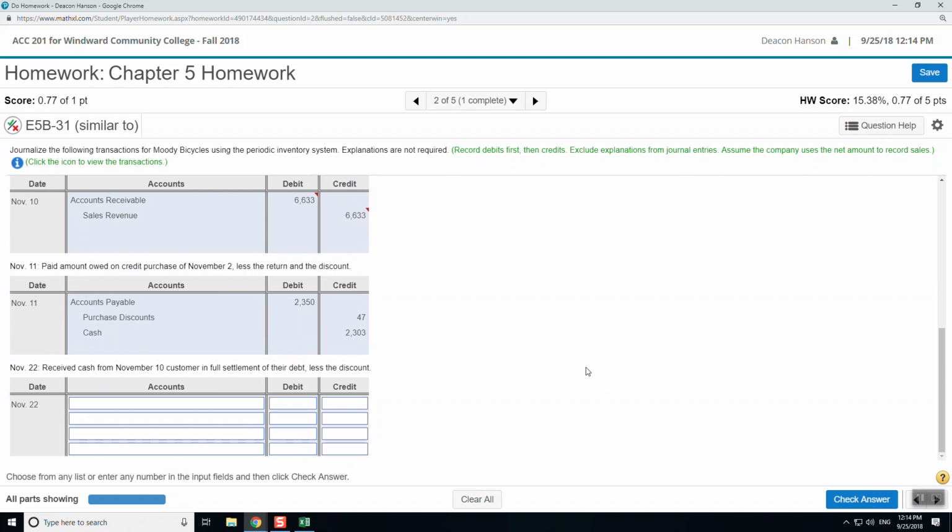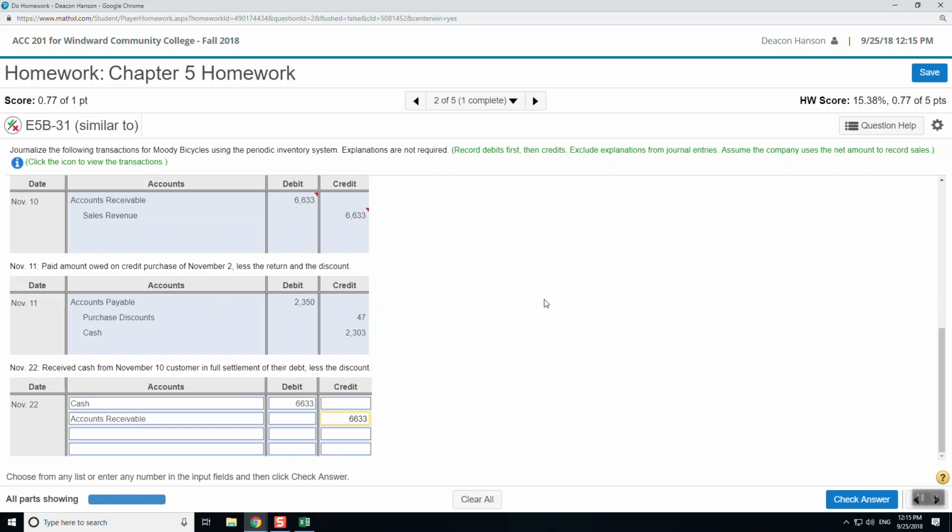We received cash on November 10th from the customer in full settlement of their debt, less the discount. Okay. So notice we've already recorded it net of the discount. So now we're going to get the cash, 6,633, and the accounts receivable is going to go away. Right? We didn't have a chance to record a sales discount though in this particular situation, which I don't like.